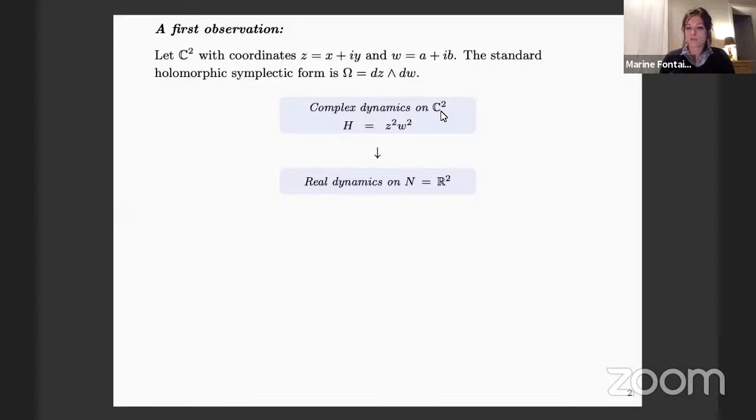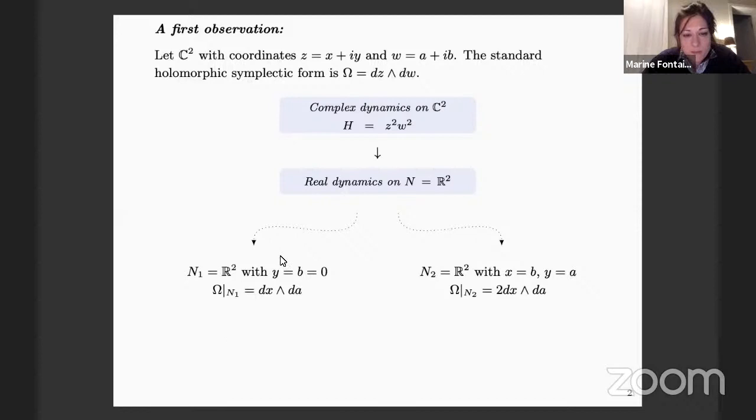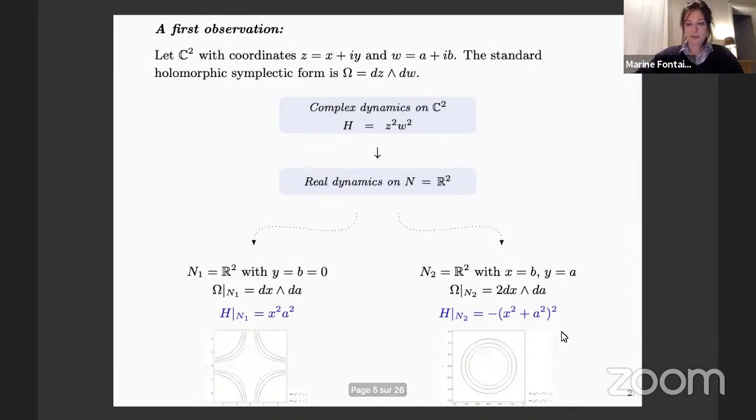You can have different ones. One example is you just set the imaginary parts to be zero, and then the real form is R2. The holomorphic symplectic form restricts to a nice canonical real symplectic form. Or you can take another copy of R2, and you also have the restriction, which is a real symplectic form. Now what happens with the Hamiltonian? When you restrict this Hamiltonian to both real forms, you obtain a real function. So altogether, you obtain two real Hamiltonian systems.